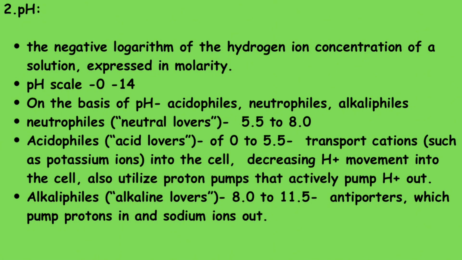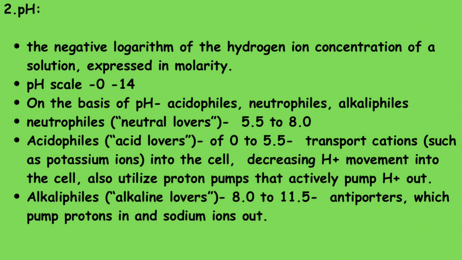So these acidophiles use many kinds of mechanisms in order to maintain their internal pH in an acceptable range and to preserve the stability of their plasma membrane. These organisms transport cations like potassium ions into the cell, and they decrease H plus movement into the cell. They also utilize proton pumps that pump the H plus outside.